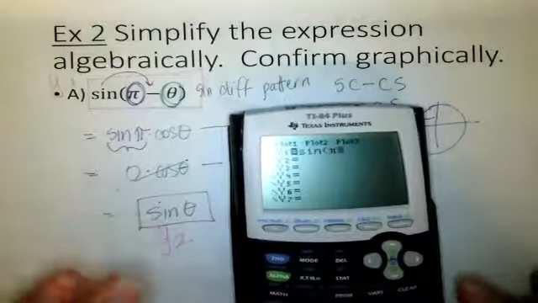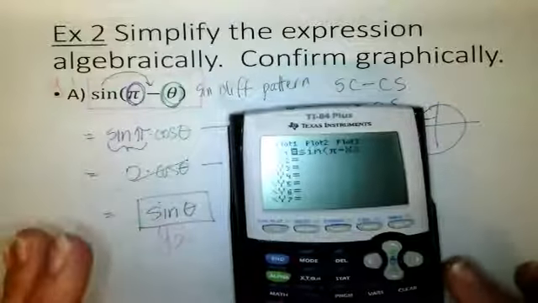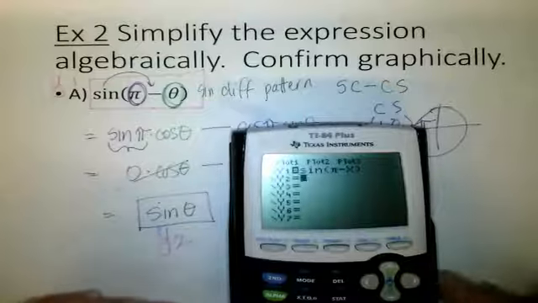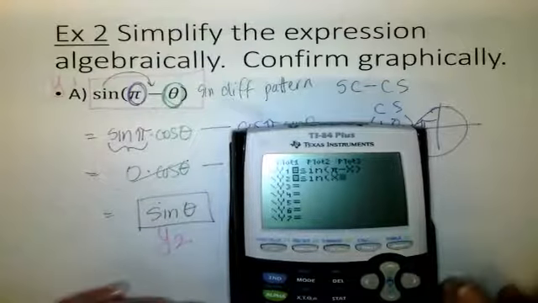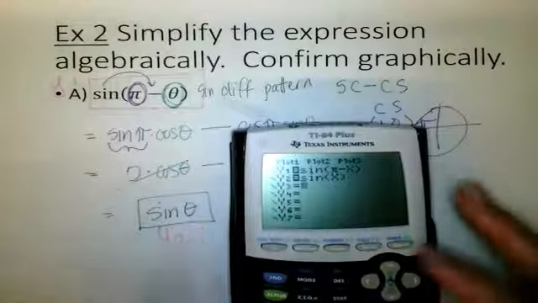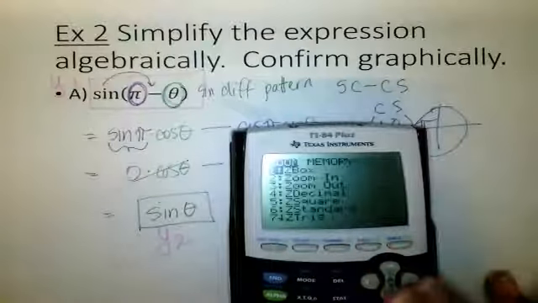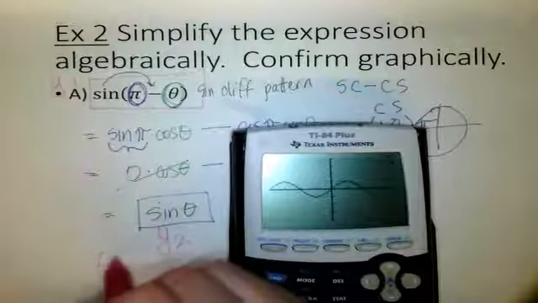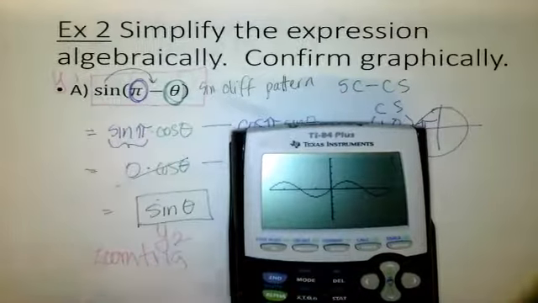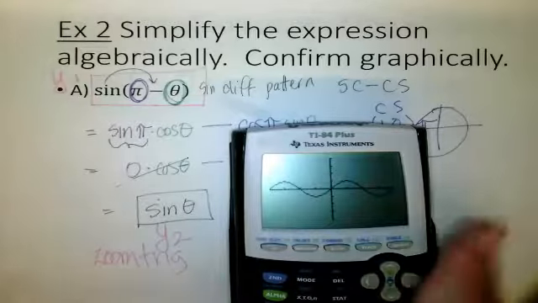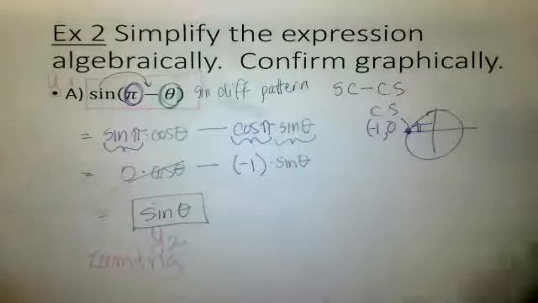So I'm going to put pi minus some angle in y1 and sine of theta, some angle in y2. And they should look the same. So I'm just going to do a zoom trig. Oh, that looks just like a sine curve. And yeah, they are identical. So that's pretty nice. Great way to check.